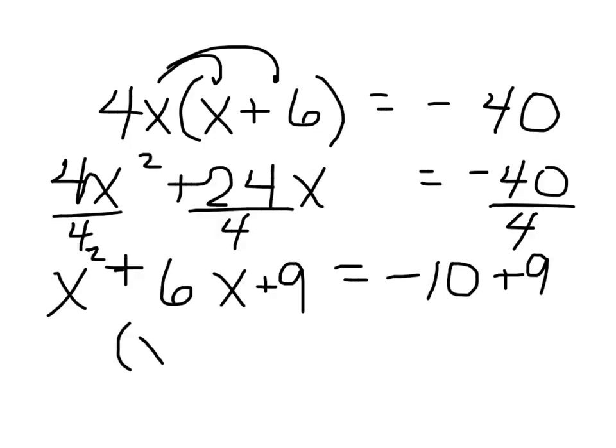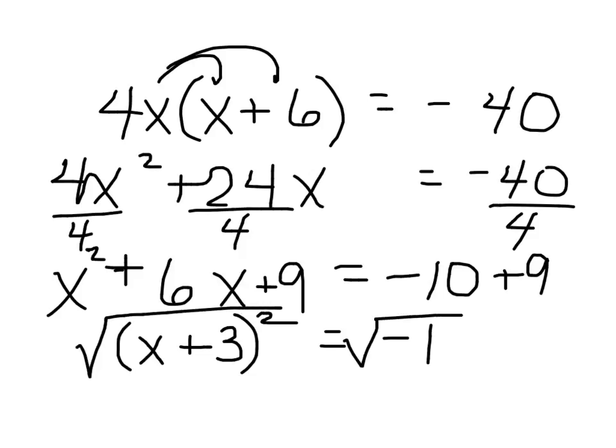Then I factor it. What times what gives me 9 but adds up to be 6? Negative 10 plus 9 is negative 1. Now what? Square root both sides. The square root of something squared is x plus 3. Plus or minus on the other side. Remember that plus or minus, because if you don't, it's wrong. Just saying that again for about the 20th time. But you guys got to remember that, because that will get you some wrong answers.